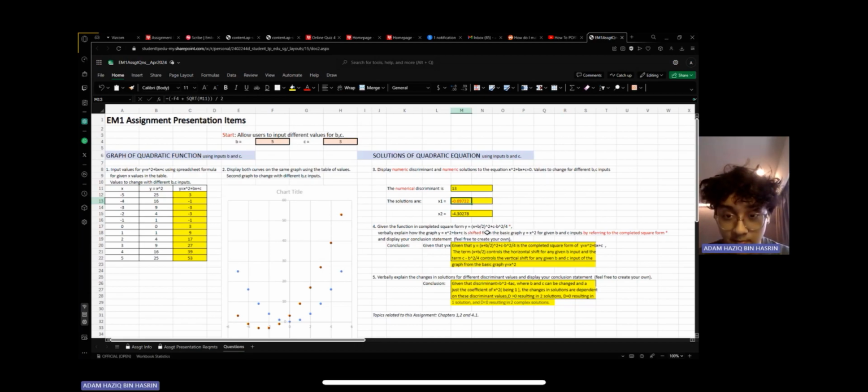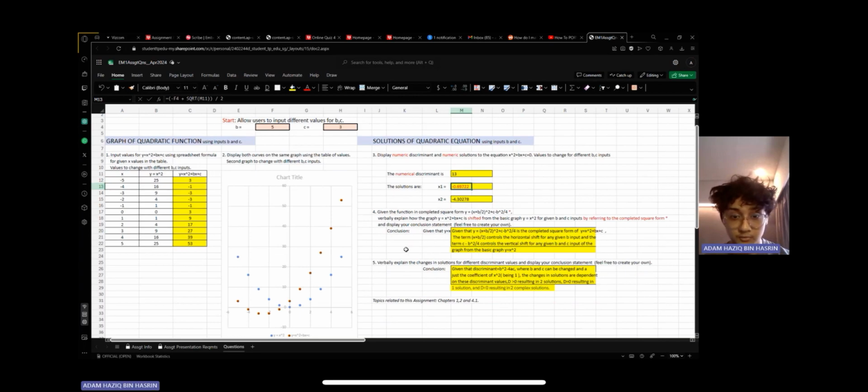Given the function in the completed square form, y equals (x plus b over 2) squared plus c minus b squared over 4, explain how y equals x squared plus bx plus c is shifted from the basic graph y equals x squared. Now we know that y equals (x plus b over 2) squared plus c minus b squared over 4 is just the completed square form of y equals x squared plus bx plus c. The term x plus b over 2 controls the horizontal shift for any given b input, and the term c minus b squared over 4 controls the vertical shift for any given b and c input of the graph. Granted, these vertical and horizontal shifts are using the graph y equals x squared as the base.